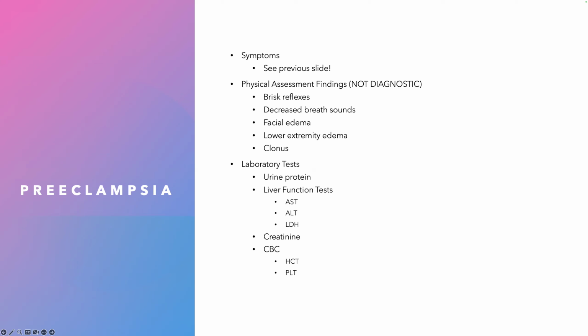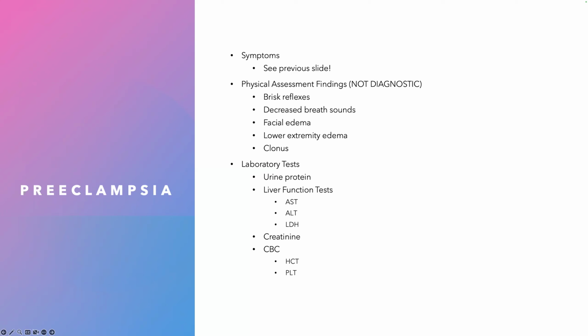And so I don't know if you remember clonus from health assessment, but clonus is when you take somebody's foot and pull it back, it normally goes like this. But in preeclampsia, if someone has clonus, it's going to go beat, beat, beat. It's going to kind of beat. And that is not normal. And so that's something that we assess for.